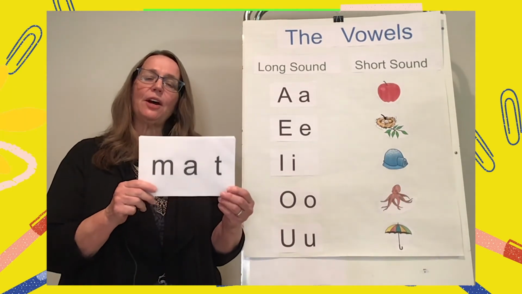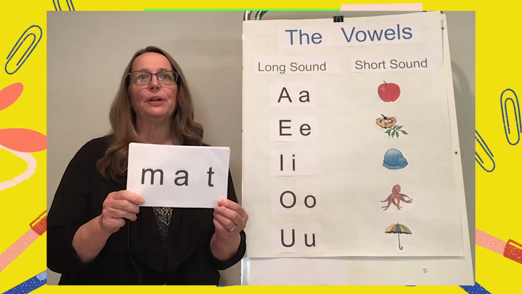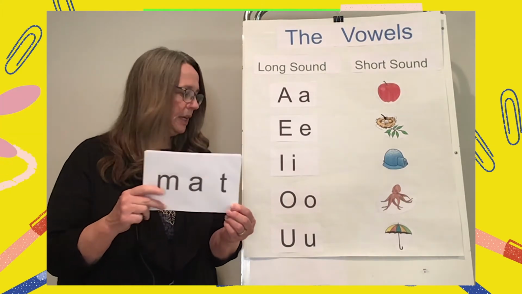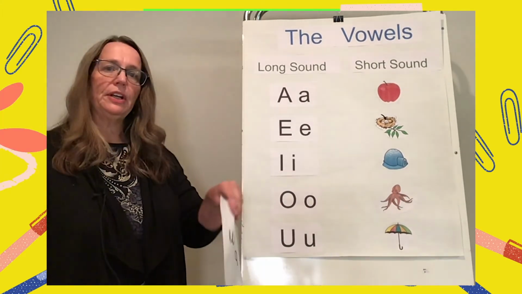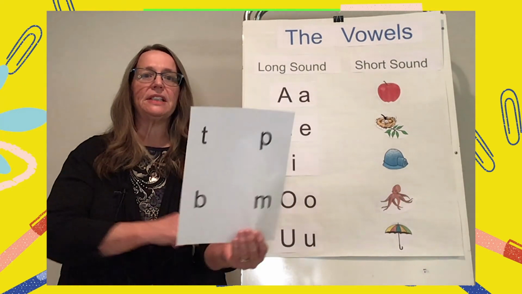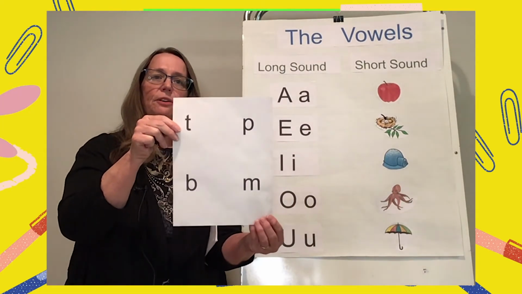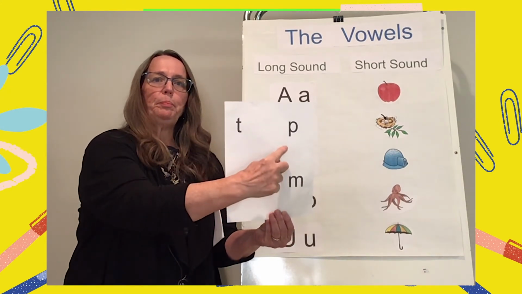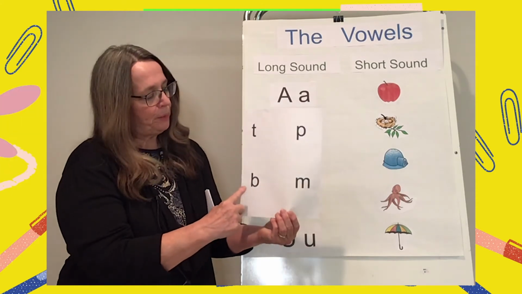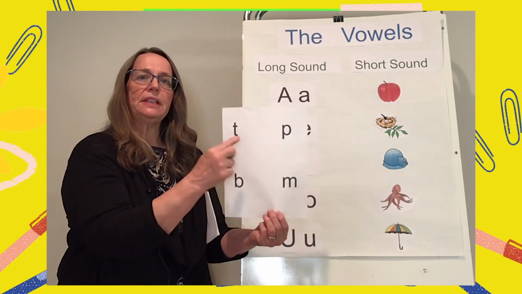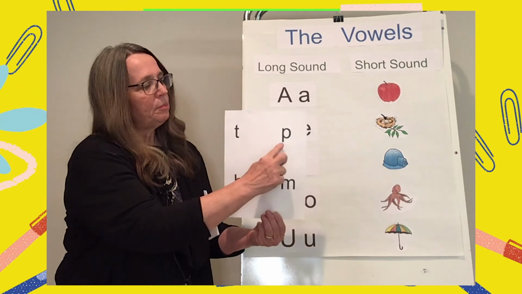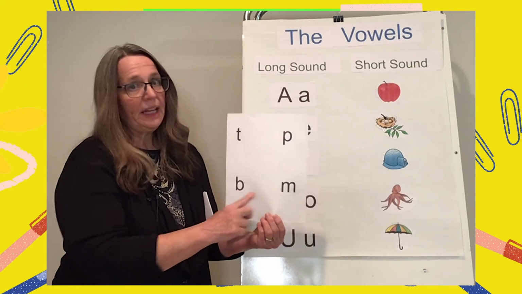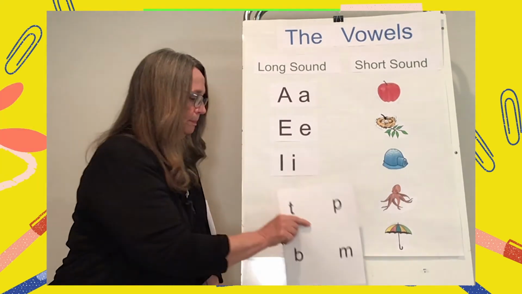So, here is a word. To read this word, we are going to read each letter sound on its own. But I want to check and make sure that you know these 4 letter sounds, because these are the 4 letters that we're going to work on. T, p, b, and m. T says t, P says p, B says b, and M says m.